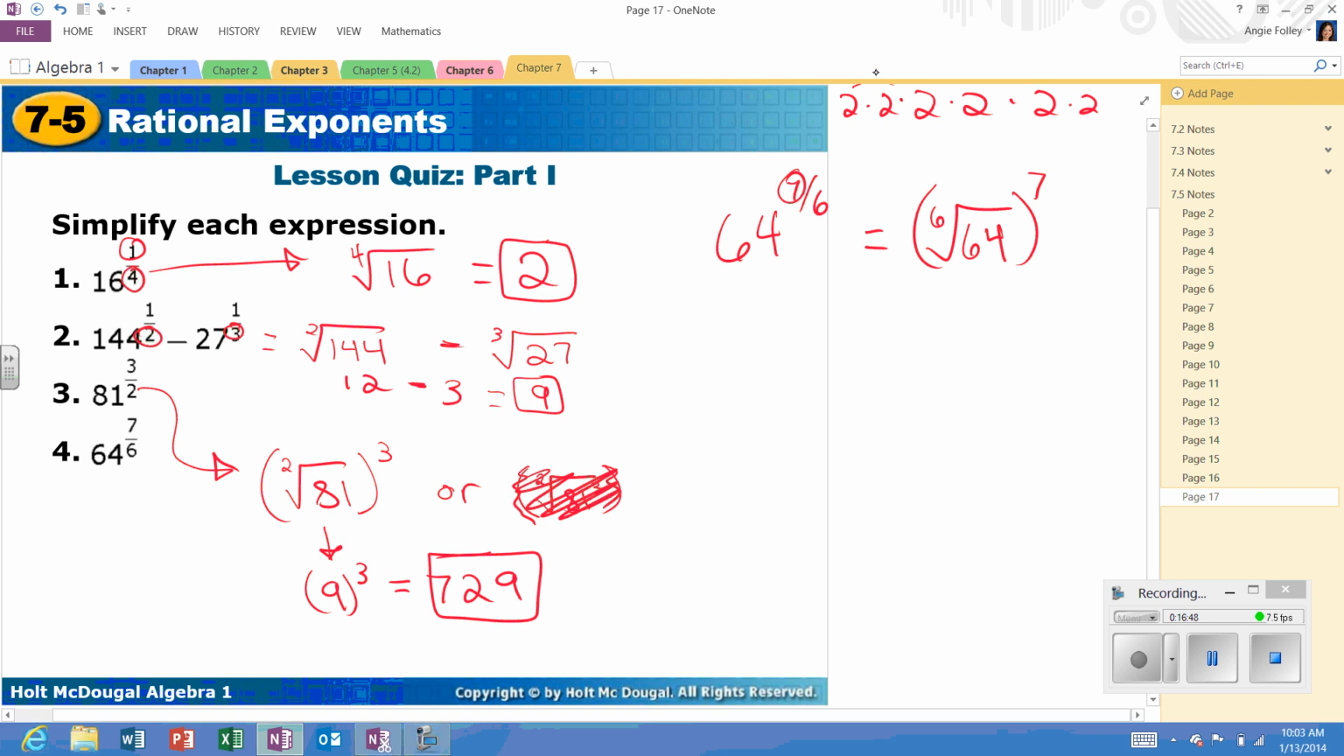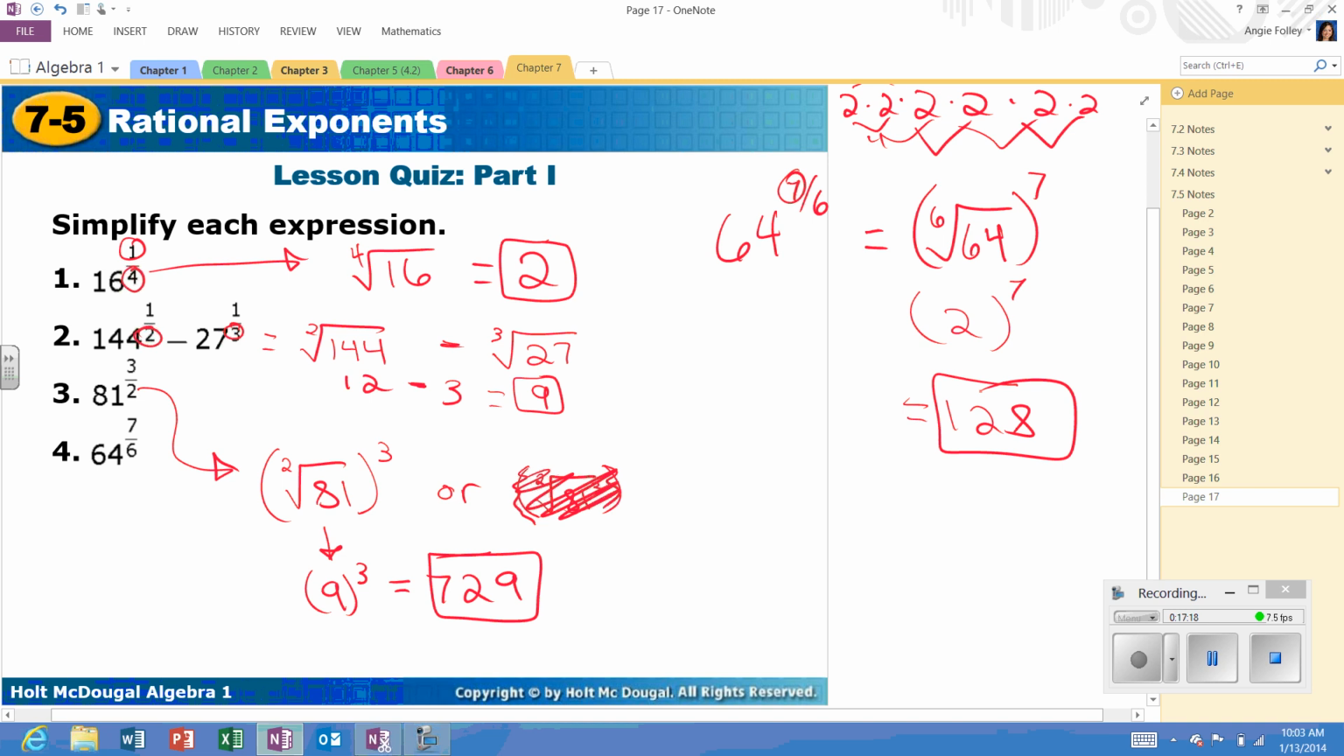Okay, so 2 times 2 is 4, times another 2 is 8, times another 2 is 16, times another 2 is 32, times another 2 is 64. So the answer is 2 on the inside to the 7th power. Now, we know that 2 to the 6th power is 64, so to the 7th power, it would just be 64 times another 2, which is equal to 128.